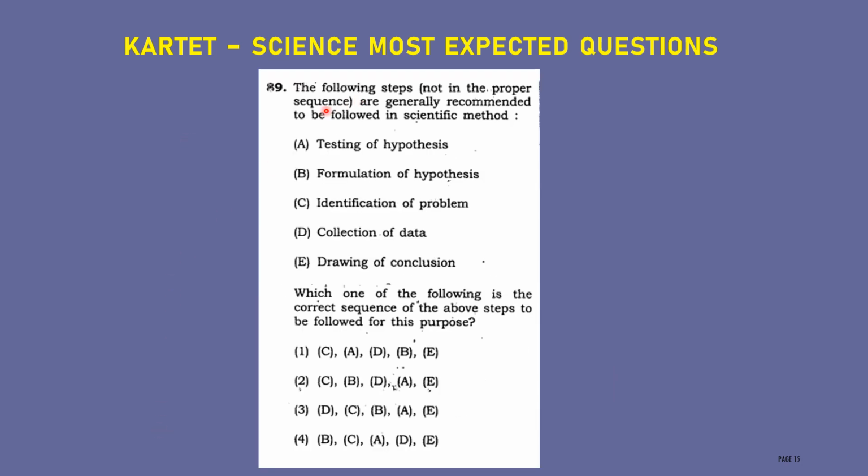Next question, which of the following steps is not in the proper sequence generally recommended to be followed in the scientific method. When you want to solve a problem depending upon the scientific method, which are the steps you will follow. Here they have given the wrong step, but you have to prescribe the proper one. They are asking the question. First, in the scientific method, you have to identify the problem. Identification of problem. When you read the question, first you have to identify the problem. What is the problem? Then how can we solve it?